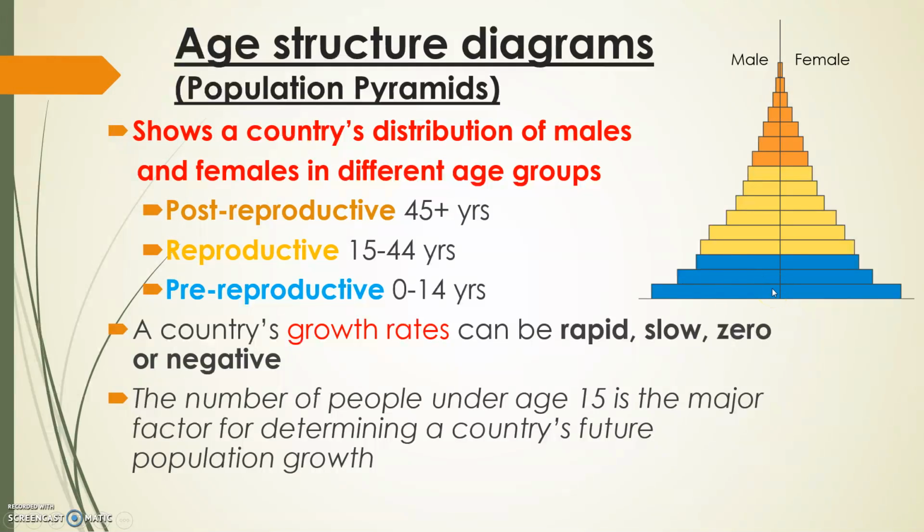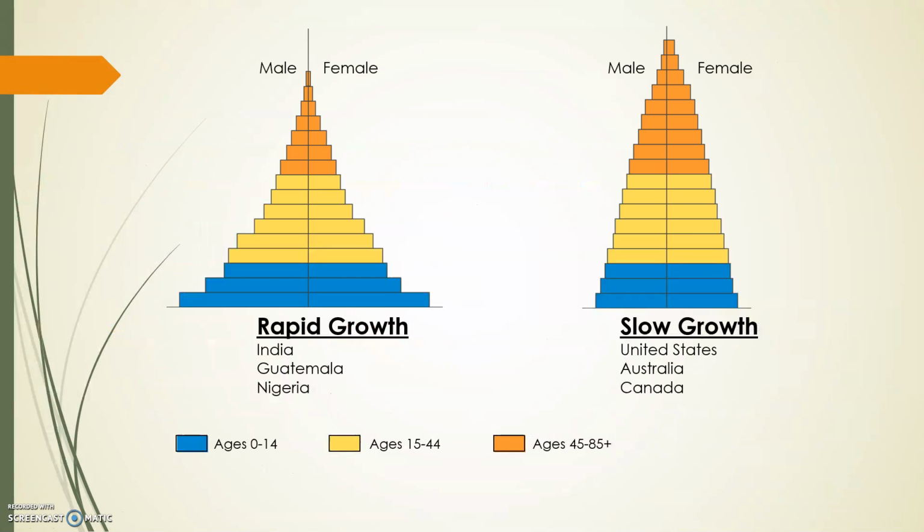So a country's growth rate can be four options: rapid, slow, zero, or negative. And I'm going to show you some pictures on the next slide. But the big thing to remember here is that the people in this blue area, the pre reproductive, that is the biggest factor in determining a country's future population growth because these youngins right here are going to be the next crop of reproducing humans.